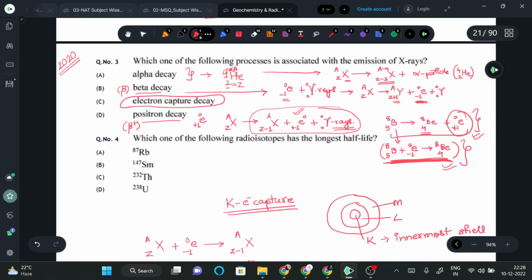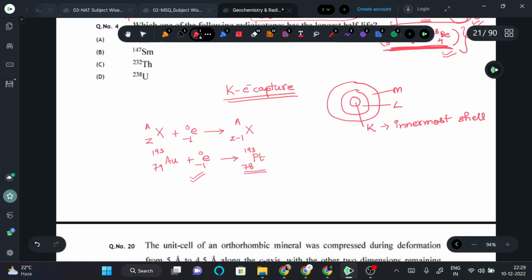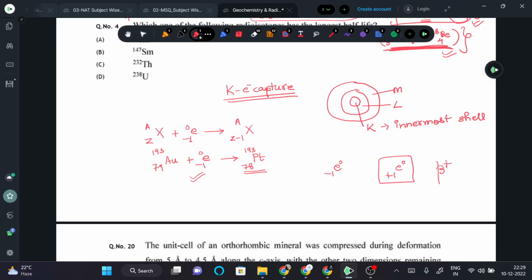Here one positron is emitted. A positron is just the reverse of an electron. This is an electron and this is a positron. This is emitted in the case of positron decay. That is why it is named positron decay. So this is beta plus. What is beta? In beta decay, what do we get? What is beta actually?